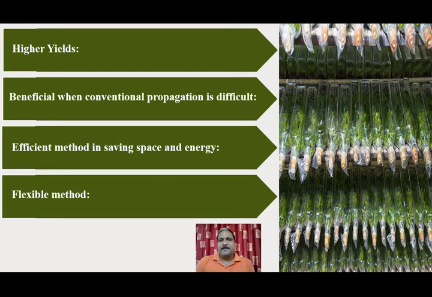Flexible method. The flexibility of nurseries can be improved as the capital investment of mother plants is reduced to almost zero. It may be easier to adapt to the changing conditions.